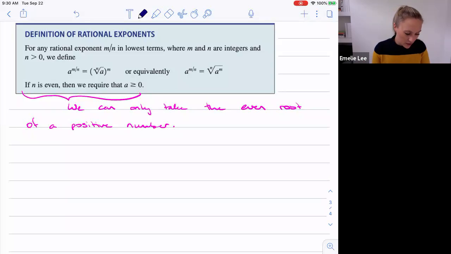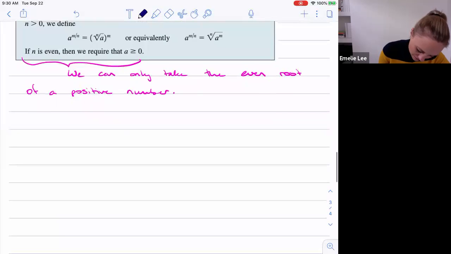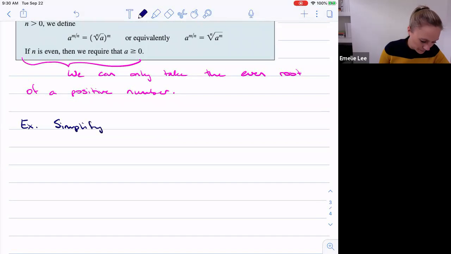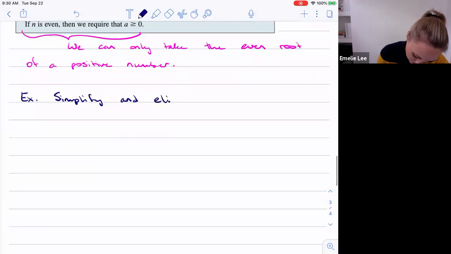Okay, so how about another example? Again, we're just going to simplify, and we don't want to have any negative exponents here, so eliminate negative exponents.